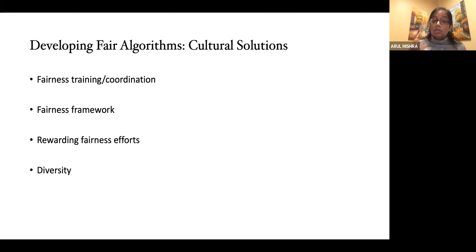This again maps onto being able to reward fairness efforts along with developing really accurate algorithms. If people who develop fair algorithms are rewarded as much, it would lead to a lot more people working towards building these fair algorithms. And then finally, of course, having a diverse workforce allows those experts in the loop that we were talking about to bring in a diversity of opinions to check for algorithmic fairness and accuracy at different points in time. So culturally, these solutions are definitely possible to build more fair and accurate algorithms.